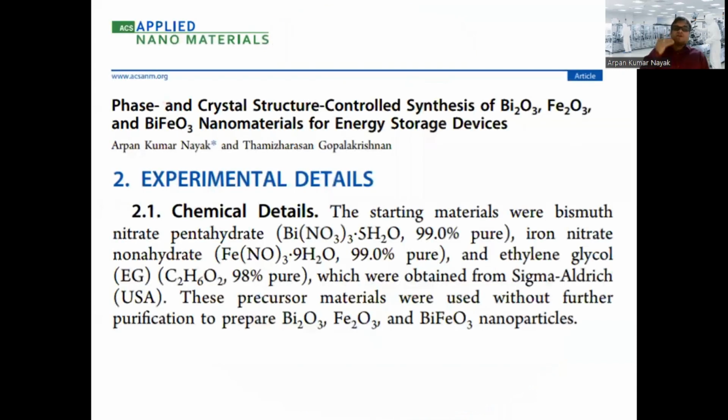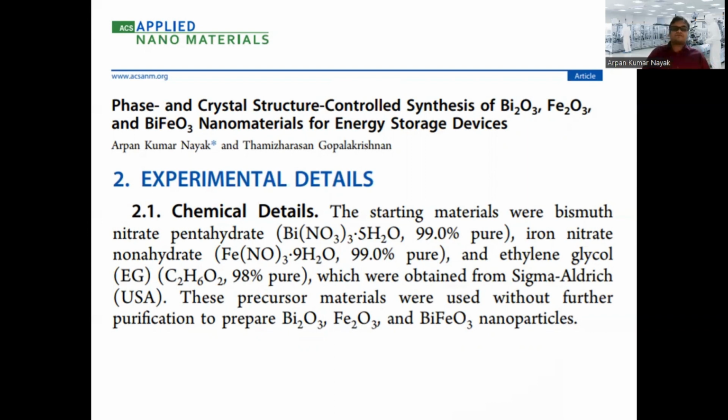Now we will show a published article. This was a recent article we published. You can see the title, the crystal phase detail. Now we come to the experimental section. The first one was the introduction part, and we completed how to write it. Next, section 2 is the experimental section.